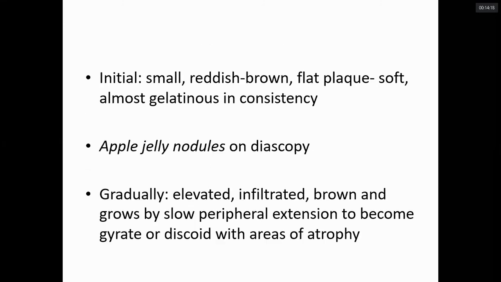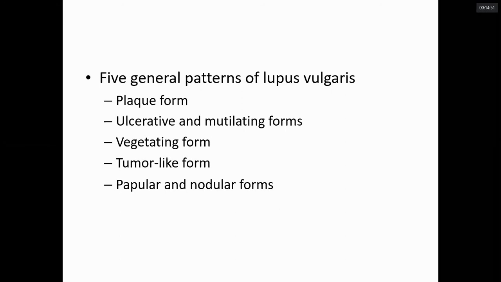Initially, there is a small reddish brown flat plaque with gelatinous consistency. On diascopy, the color appears like apple jelly nodules. Diascopy means we press the lesion with a glass slide, and the color appears like apple jelly. Gradually, the lesion progresses to elevated, infiltrated brown, and it grows by slow peripheral extension to become gyrated or discoid with areas of atrophy. There are 5 general patterns of lupus vulgaris: plaque form, ulcerative and mutilating forms, vegetative forms, tumor-like forms, and papular and nodular forms.